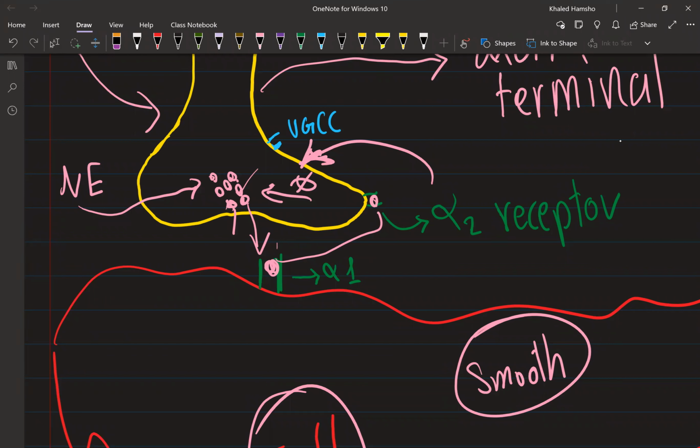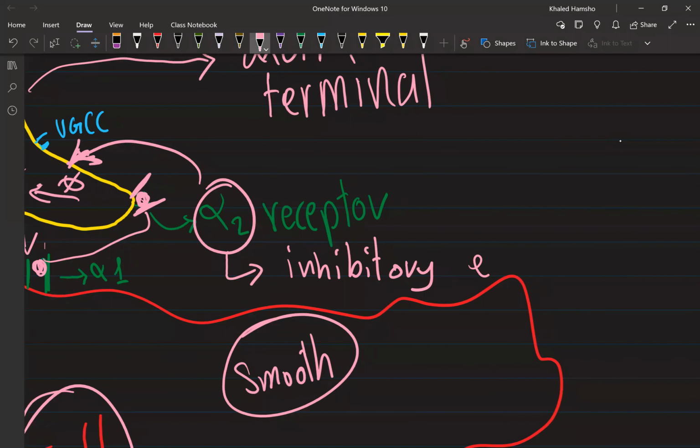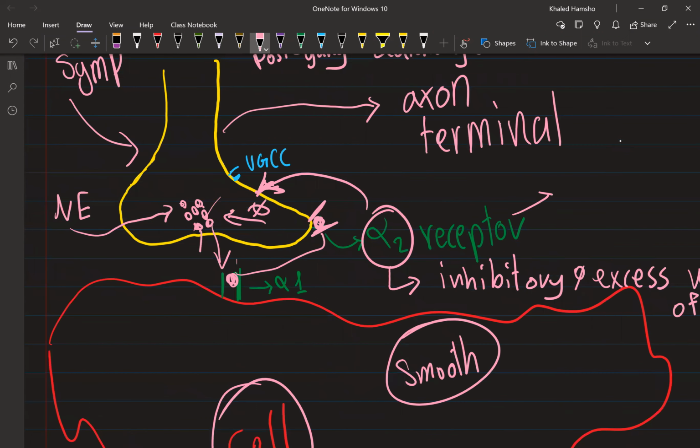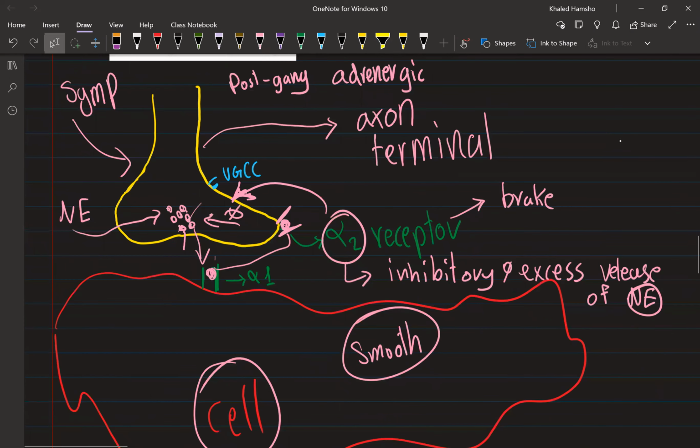So basically all that happens is some of these neurotransmitters will go back over here and bind to the alpha 2 receptor. All this guy does is inhibitory. It prevents excess release of norepinephrine. It's basically like a brake. It's like brakes, you know, when you brake your car, it's very similar to that. So it's an inhibitory receptor. It's found on the neuron.